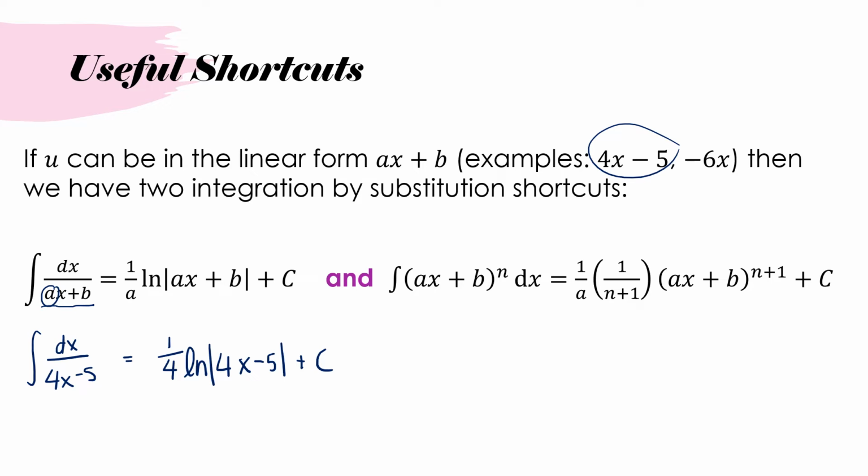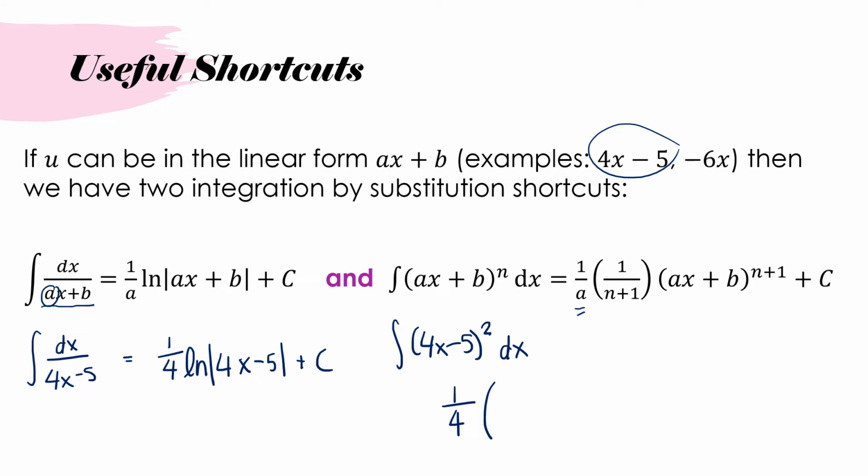This also works for just kind of our u to the n integration. So if we had taken the same one, and let's say we had the integral of (4x minus 5) to the power of 2 dx. And maybe I would just expand this and do an integration another way. But if I wanted to use this shortcut, I can go straight to knowing that I'm going to have 1 over a. That's the 4.